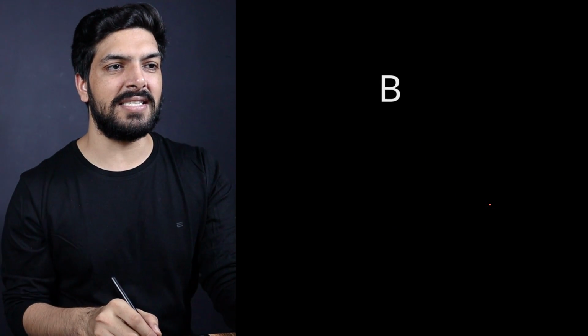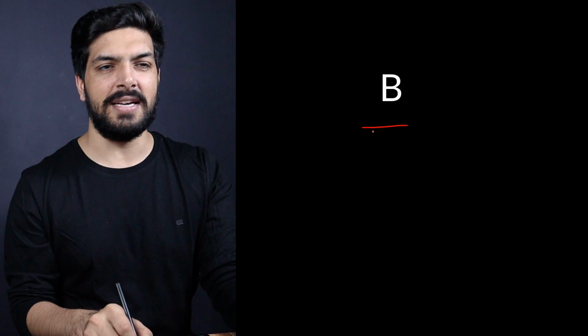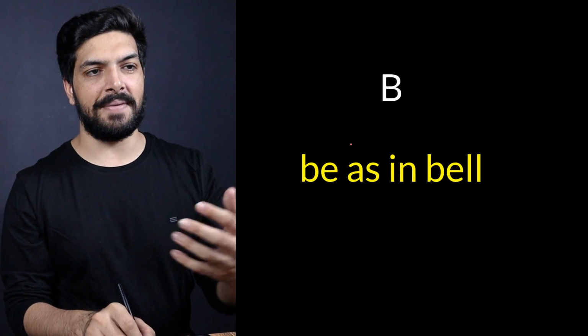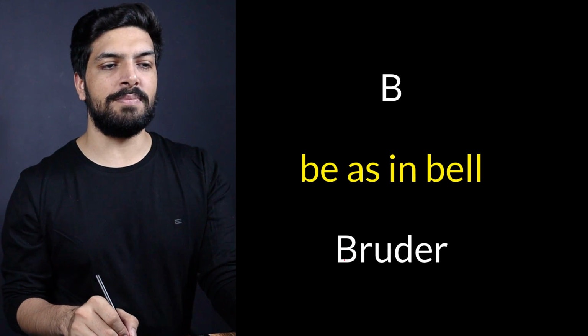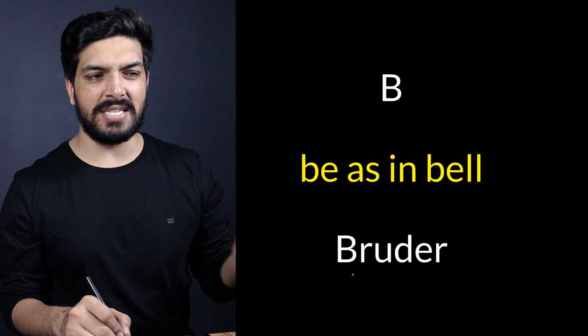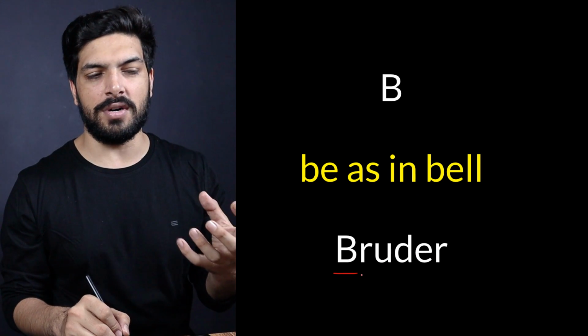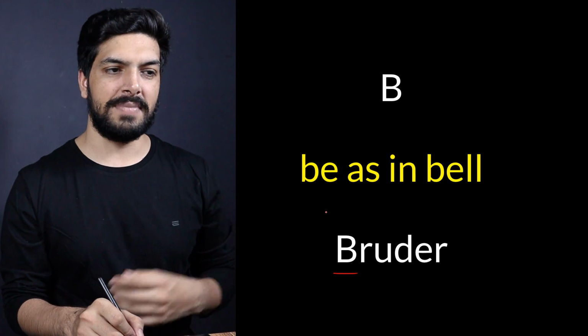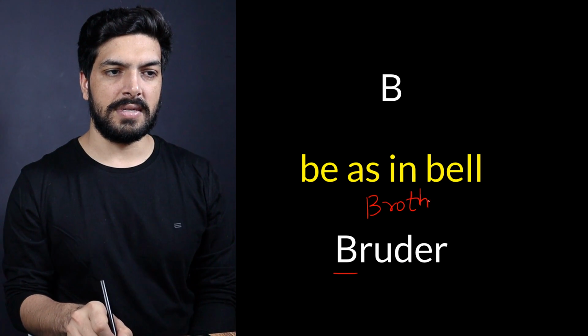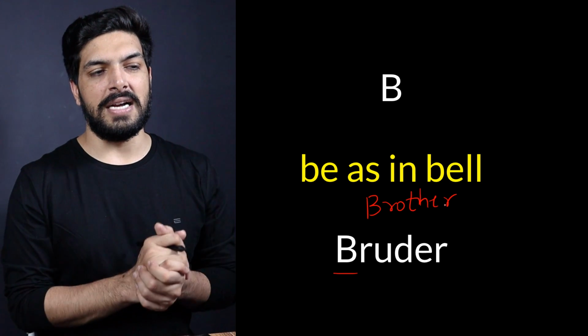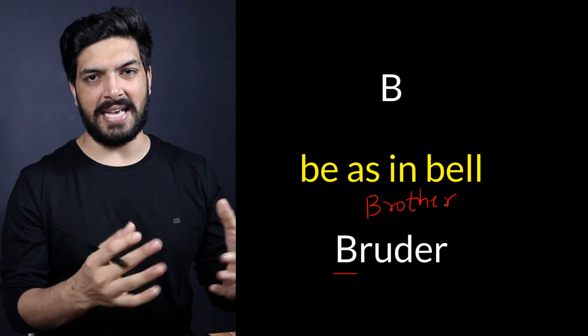Next one we have is B, which in English is called B, but in German it's Beh, like we call it Bell. So Beh, and the word is Bruder. It's pronounced the same way in English if you use it in a word, but separately it's Beh. That is Bruder. Bruder means brother in English, right? Bruder is brother and B is pronounced as Beh separately, right?